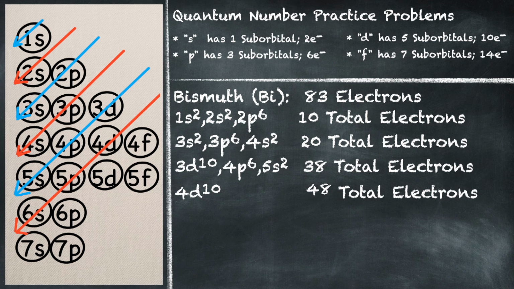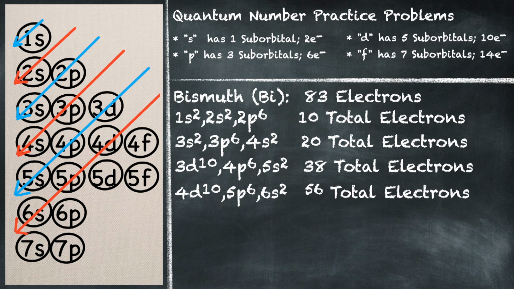And then we've got 5p. So this is where we get to some new stuff. On our last one, we were only able to fill up 5p2. Well, we need a total of 83 electrons. We're at 48, so we can fully fill this shell. So now we go 5p6. That's going to give us 54 electrons. Then we go to 6s. We can fully fill that, so 6s2 for 56 total electrons.